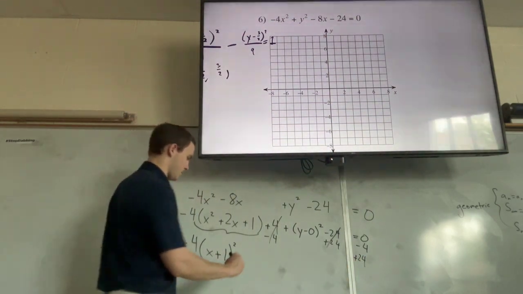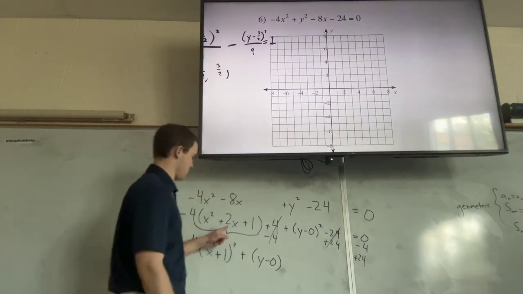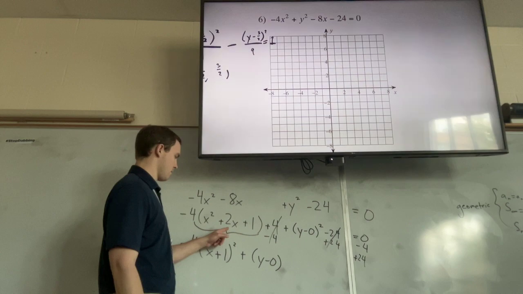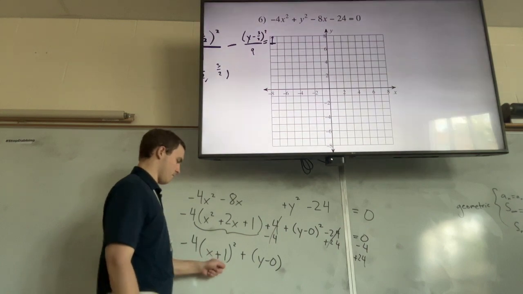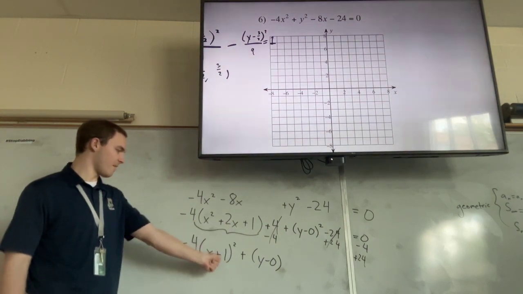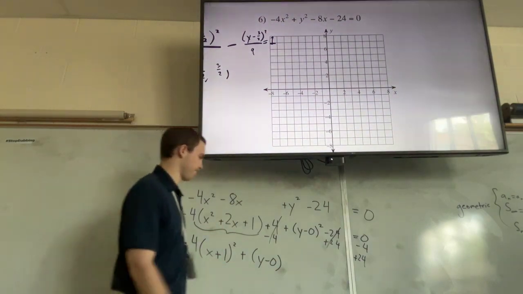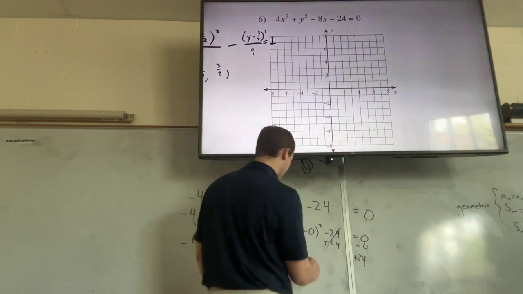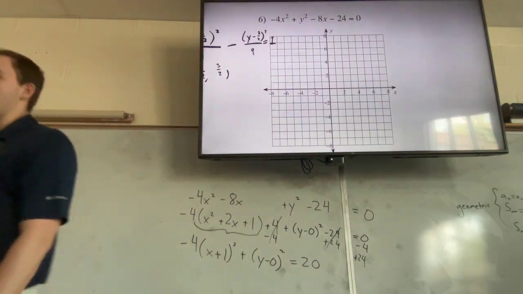Wait, Mr. Russia, would it not be 2? I thought you'd do the x over 1. Would it not be x plus 2? Right there. This should be x plus 1. You take this number, divide it by 2. Oh, yeah. 2 divided by 2 is 1. Yeah, it all equals positive 20.